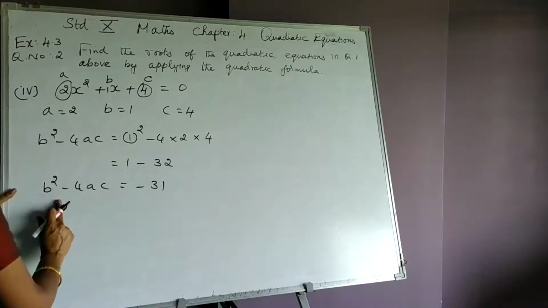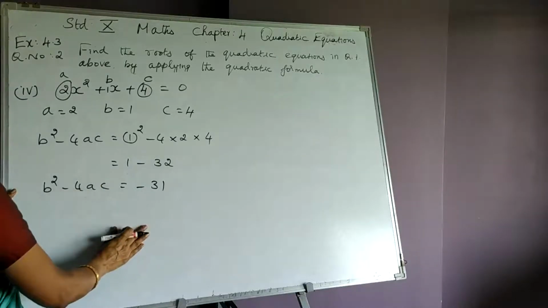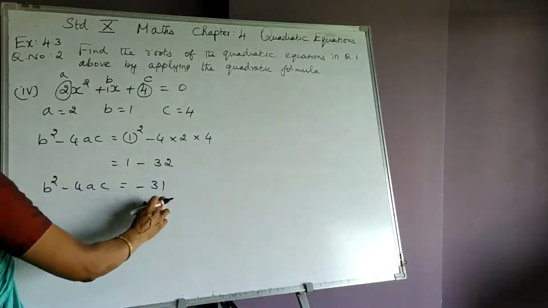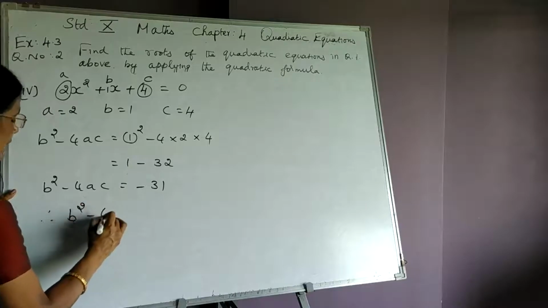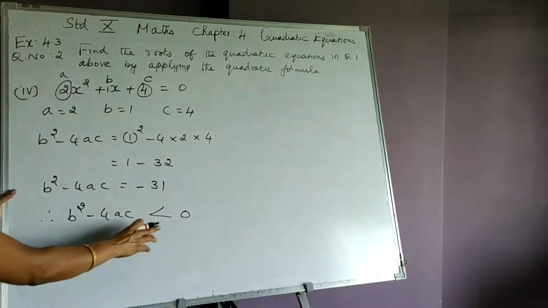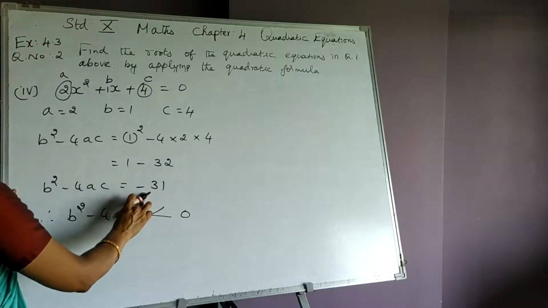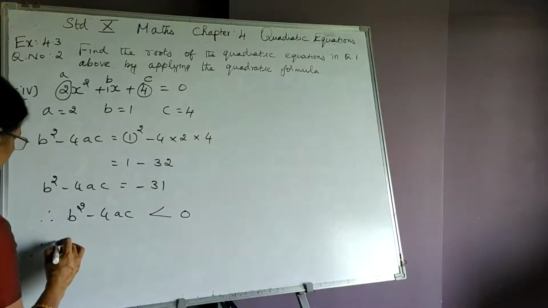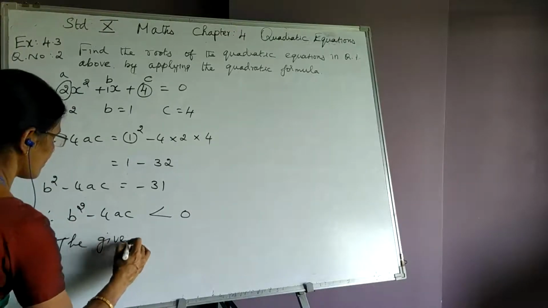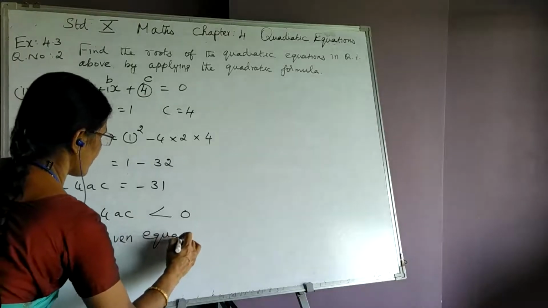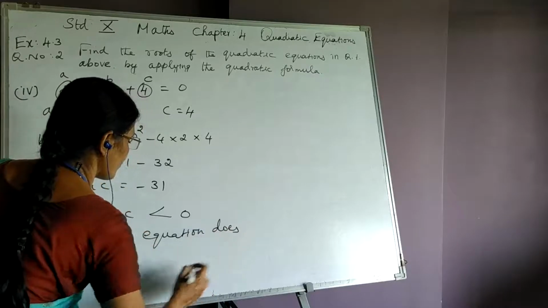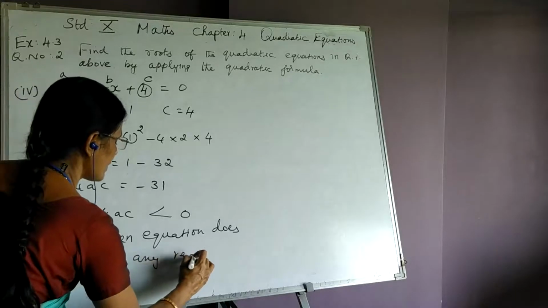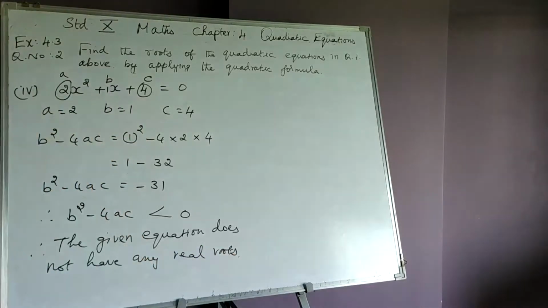So remember, if b square minus 4ac is greater than or equal to 0, only then real roots exist. But here b square minus 4ac is less than 0. Remember, when we get the answer a negative number, we cannot find out the roots in the set of real numbers. Therefore, we conclude the given equation does not have any real roots. Real roots do not exist.